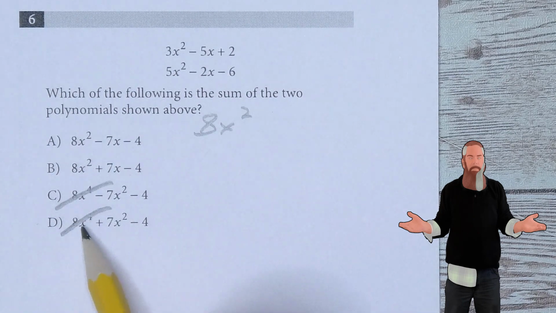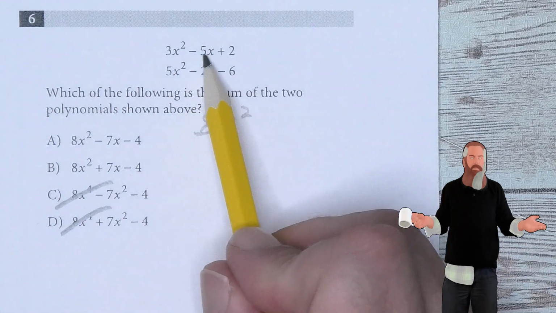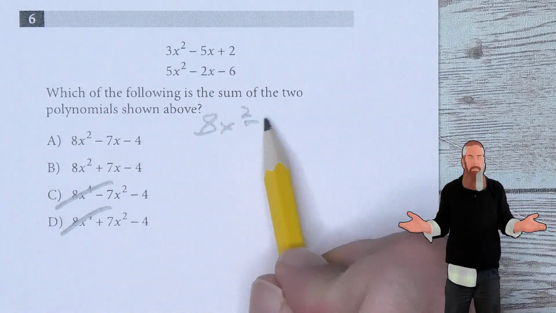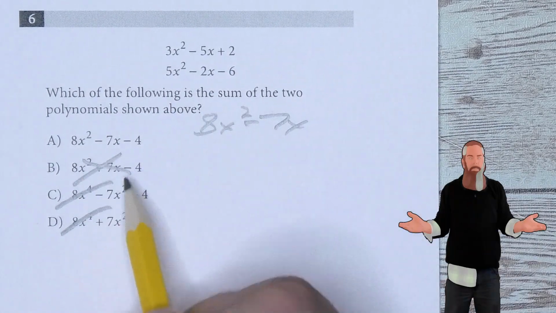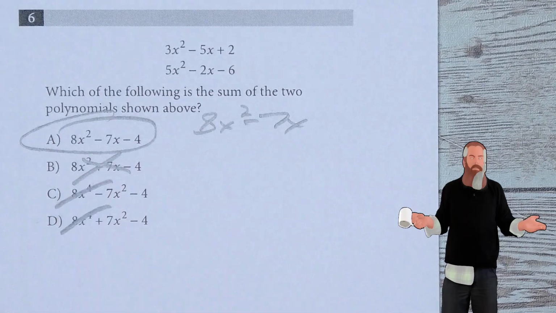Those two don't have an x squared, so we eliminate them. Negative 5x minus 2x is negative 7x. That eliminates B, leaving A as the answer.